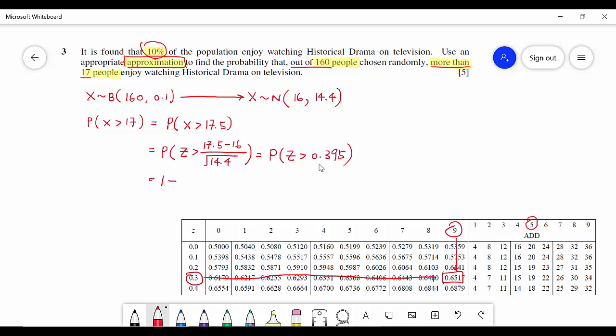Then for the 5, you need to add what value? You need to add 19. So you take 6517 plus 19 and see what value you get. In this case, you get 6536. So you have to take 1 minus 0.6536, and therefore the final answer should be 0.346, which I have changed to three significant figures. All right, so this is the answer for question number 3.